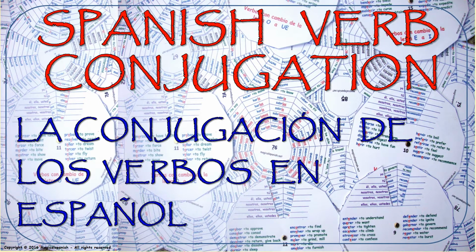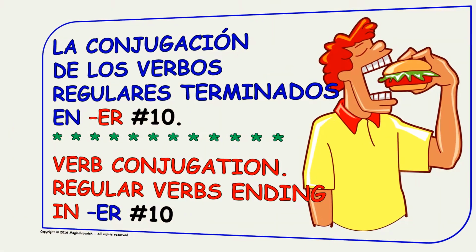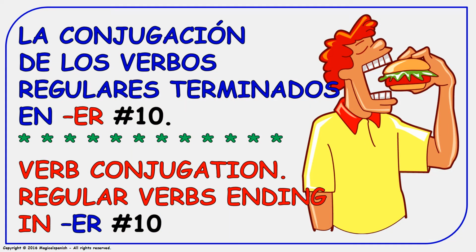Spanish verb conjugation. La conjugación de los verbos en español. La conjugación de los verbos regulares terminados en er. Número 10.